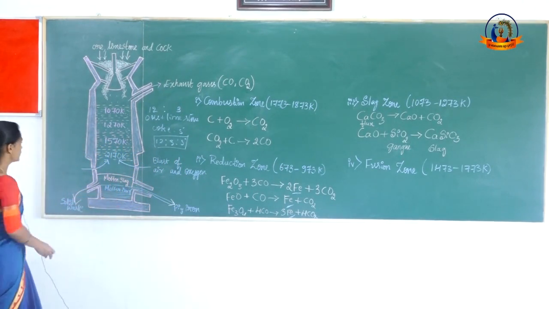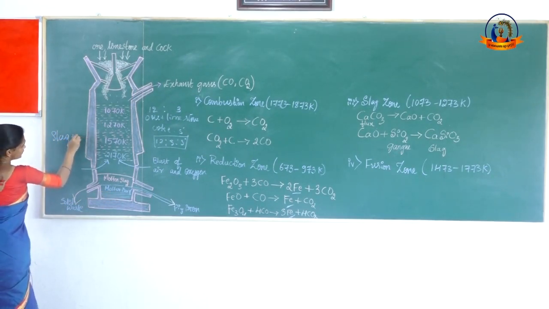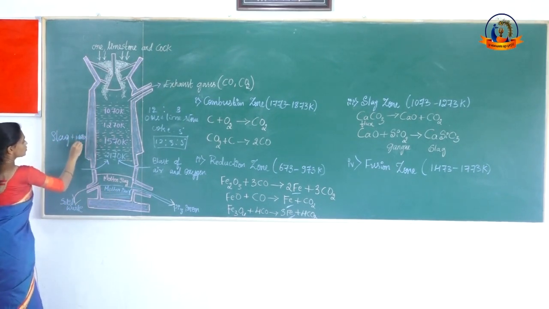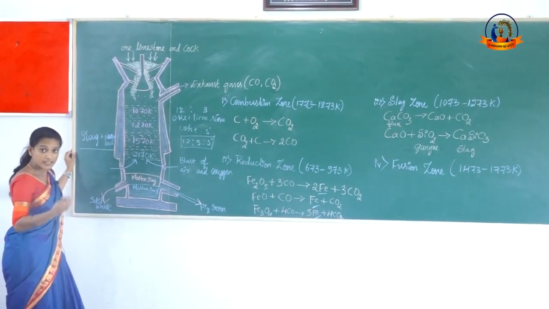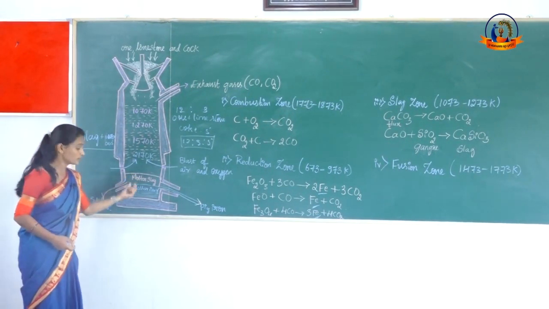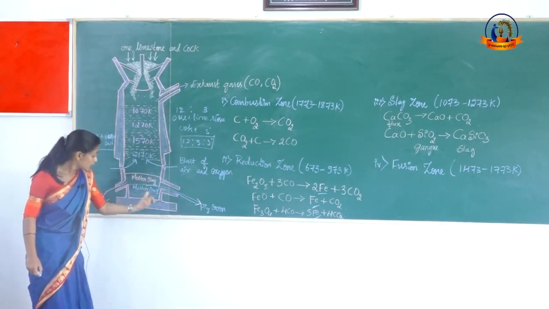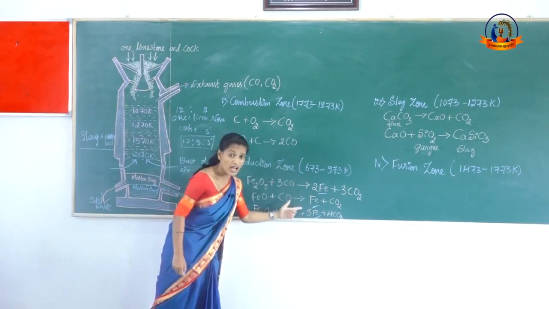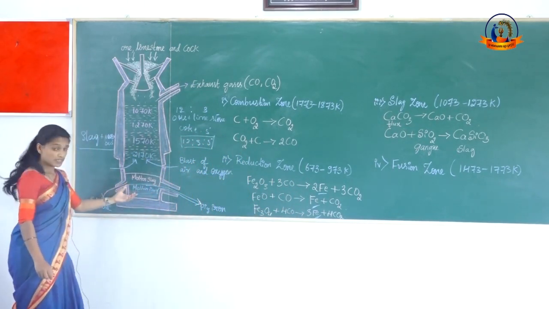I told you that there is slag, along with iron oxide also there. They will be in a molten state. Why are they in a molten state? By increasing the temperature, they are in the form of a liquid state. So we have slag in the molten or liquid state, and also we have molten iron. These are the two types of molten states that are there.